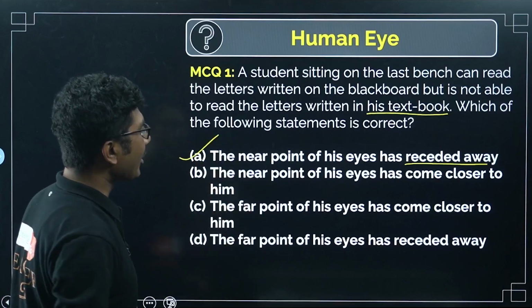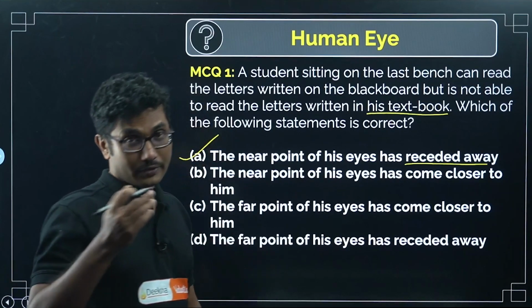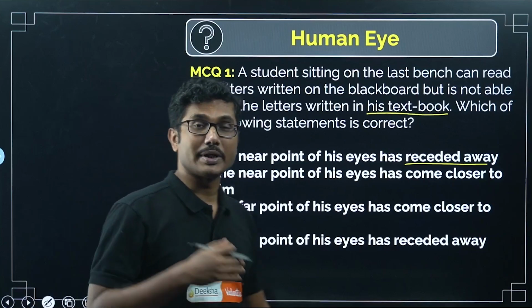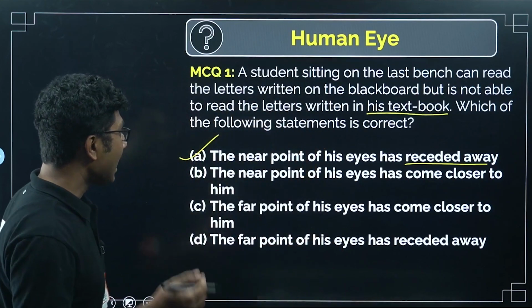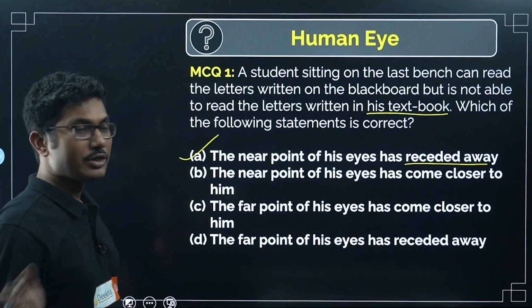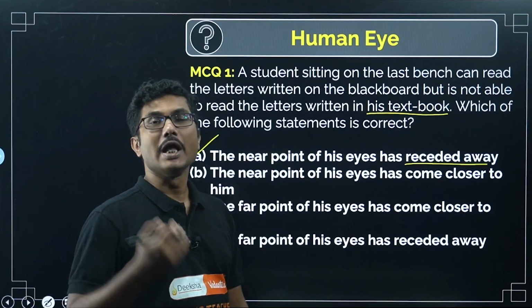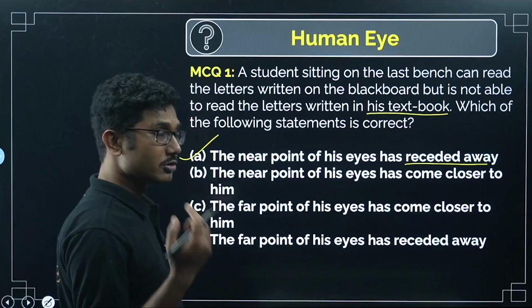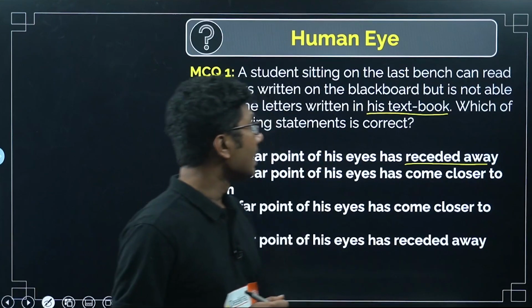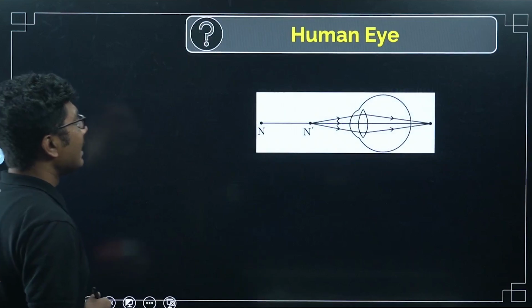Obviously the near point of his eyes has not come closer to him. If the near point had come closer to him, then he would have been able to read the book easily. So that is not correct. The far point has no relation, because he is not able to read objects which are closer to his eye. The far point of his eyes has nothing to do with this. Right, now let's move on to the next question.